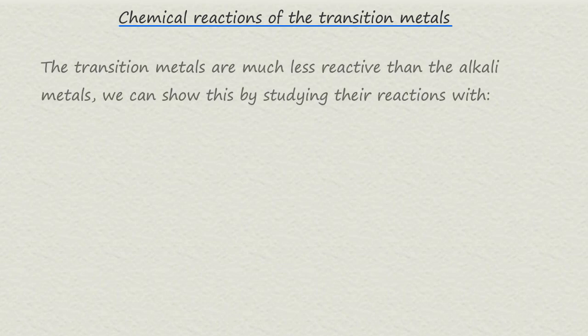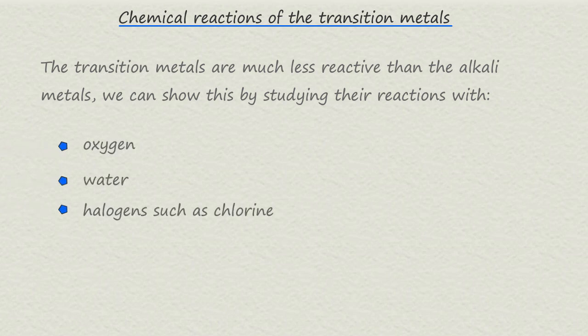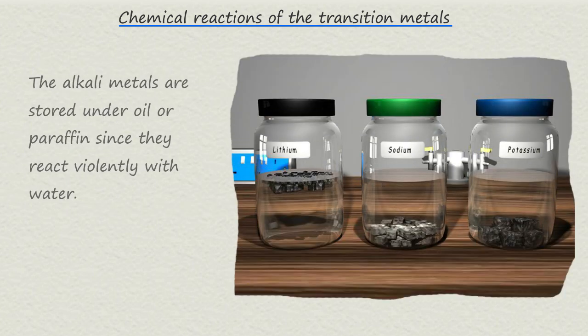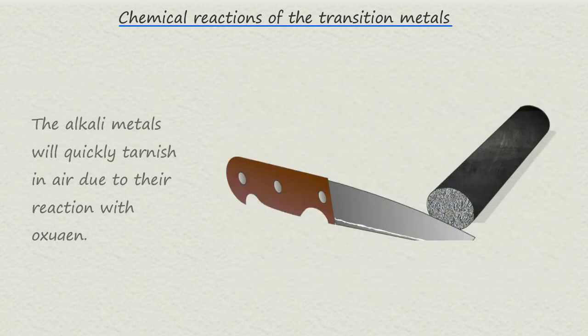The transition metals are much less reactive than the alkali metals. We can easily demonstrate this in their reactions with oxygen, water, and halogens such as chlorine. Now recall that the alkali metals are stored in jars containing paraffin or oil to keep water and oxygen from them. If an alkali metal is cut with a knife, the freshly exposed shiny metal will quickly tarnish due to reaction with oxygen in the air.